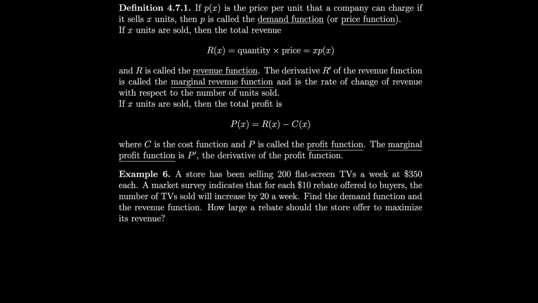If X units are sold, then the total profit is P equals R minus C, where C is the cost function and P is called the profit function. Notice this is a capital P for profit, and this was a lowercase p for demand or price. The marginal profit is P prime, the derivative of profit.